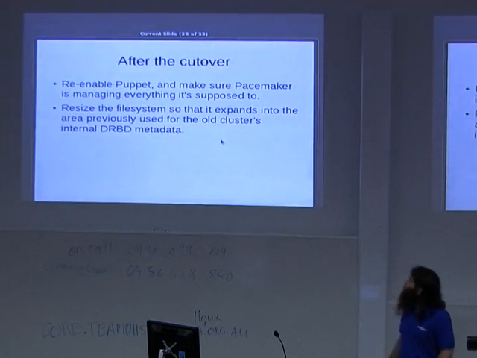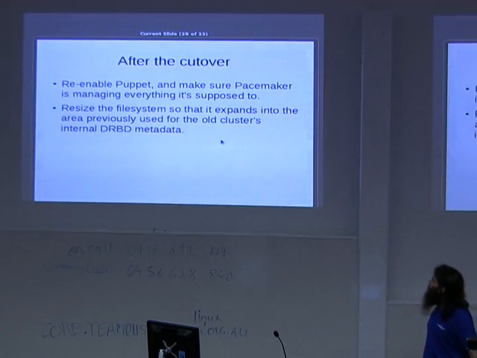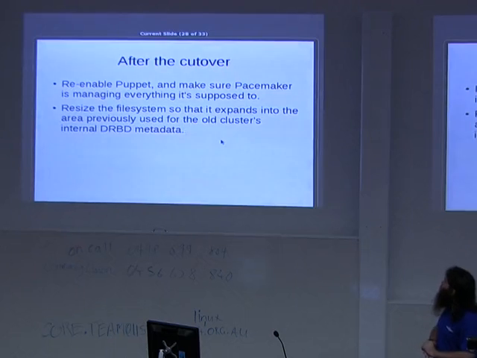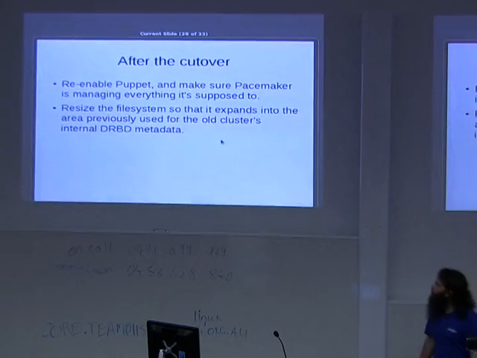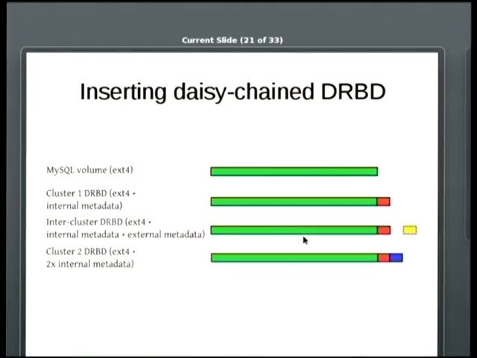After the cutover, you can re-enable Puppet and make sure Pacemaker is managing everything. We have reasonable monitoring for Pacemaker, so we can just look at Nagios and say, yes, Pacemaker seems good. Then you resize the file system so that it expands into the area previously used for the old cluster's metadata. If you recall this diagram, that red metadata is no longer being used once you're off cluster 1. It's just been replicated across and forgotten about. So you just resize the FS, and then it's like it never existed.